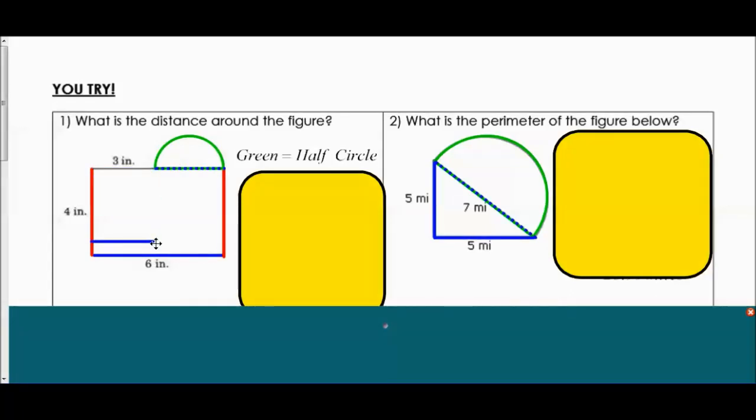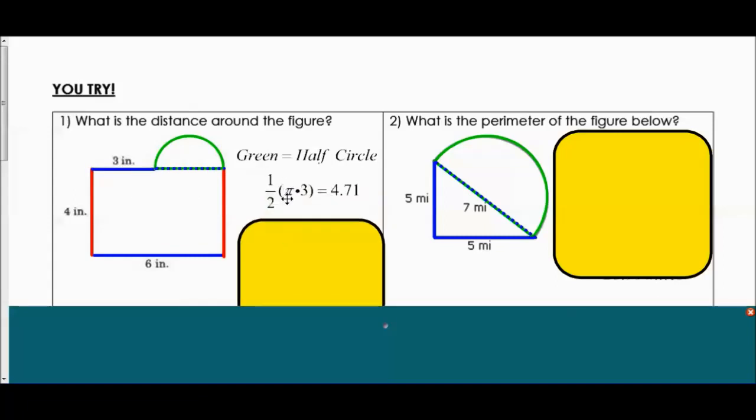That gets us up to 3. The extra distance here has to be another 3. It's 3 plus an extra 3 that gets us up to 6. So the diameter of that circle is 6. That's what I'm using here, pi times diameter, and I'm doing 1/2 times that because it's just half a circle. So that gives me 4.71. That's this green distance here.